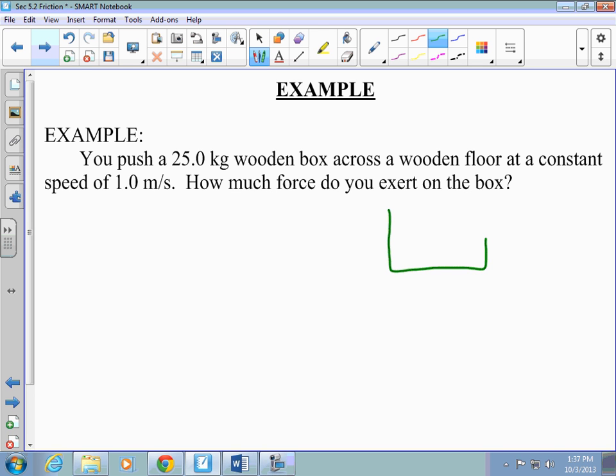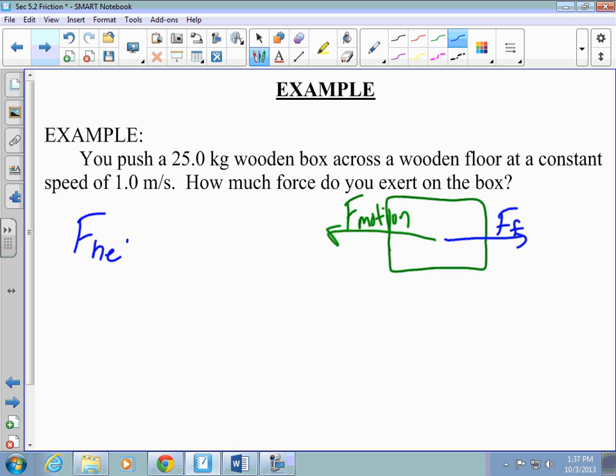Here's my box. I am pushing it this way, and so that's the force of my motion. And I'm being resisted by the force of friction. So really, I only have two forces at play here. I could say that my net force, which is the sum of all my forces, is equal to the force of motion minus the force of friction.